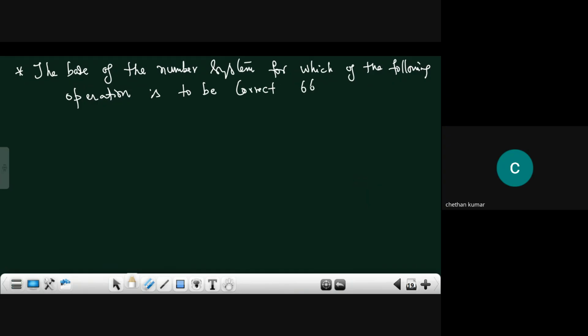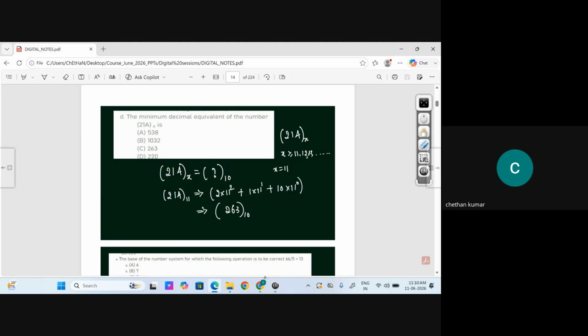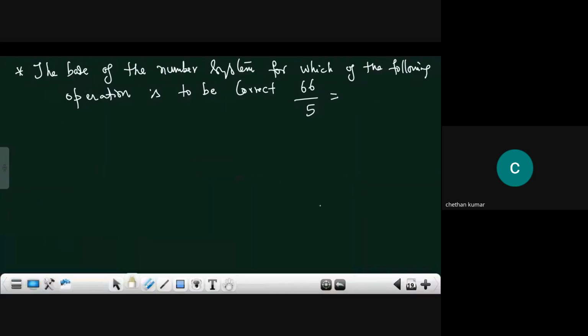The number is 66 divided by 5. This is equal to how much? 13. 66 divided by 5 is equal to 13.